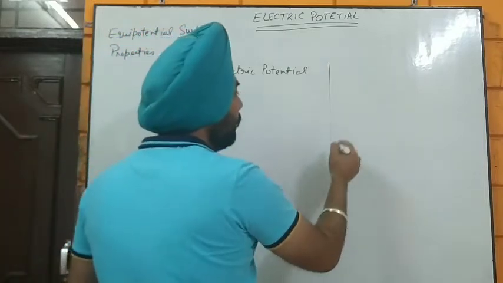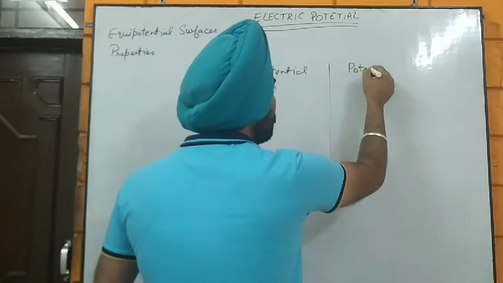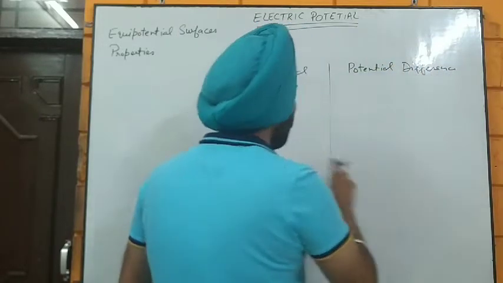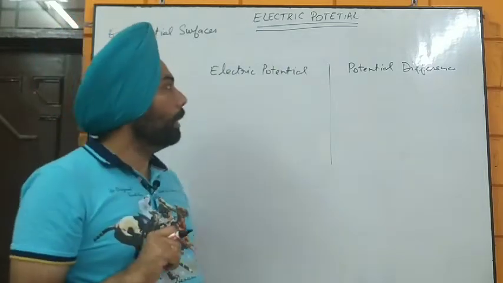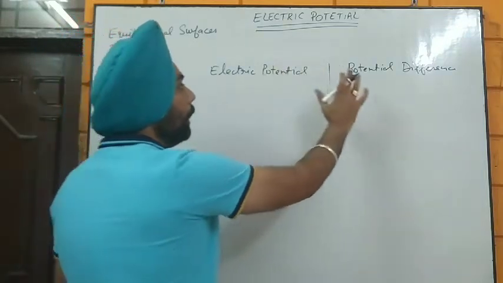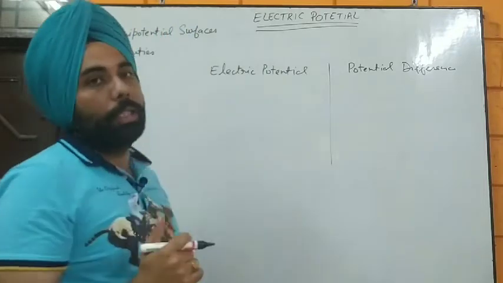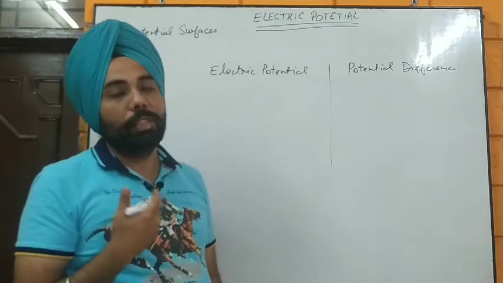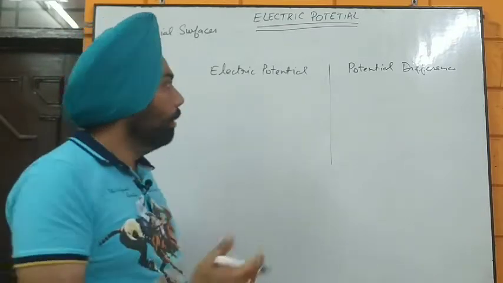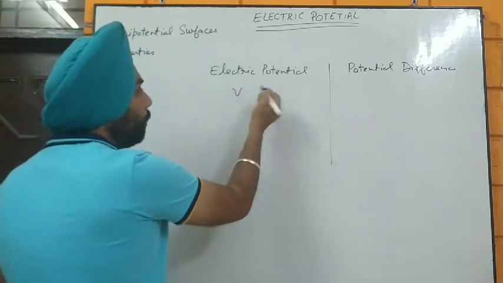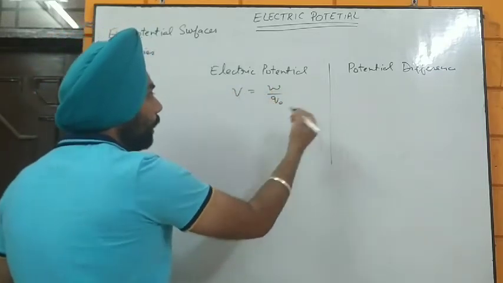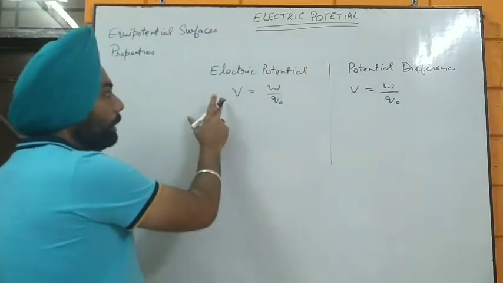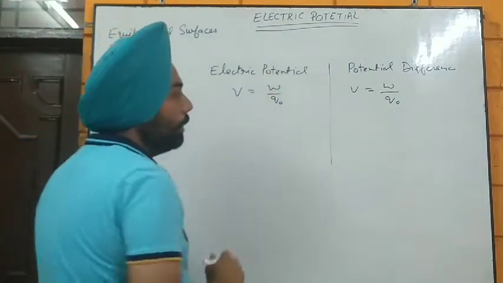And what is the difference between potential and potential difference? The students get confused between these two quantities. What is electric potential and what is potential difference? First of all, the similarities. They both are potential, and they both have the same units and same dimensional formula. Obviously, the formula is always going to be potential is work upon charge, and similarly here, potential is work upon charge.